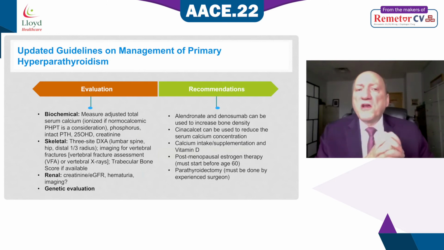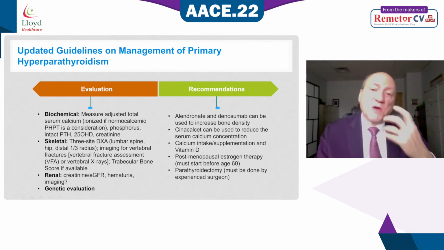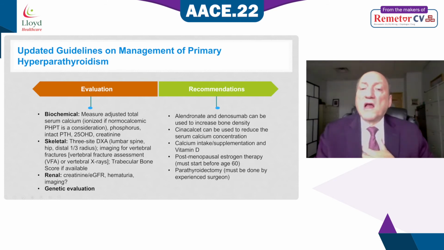Okay, another brief one here on hypoparathyroidism. We're going to measure the total serum calcium, ionized if they're normocalcemic. Hypoparathyroidism is a consideration. Phosphorus and intact PTH, 25-hydroxyvitamin D, and creatinine for looking at kidney function. Skeletal analysis by DEXA, renal in more detail as may be needed. Genetic evaluation is possible, although not necessary. Alendronate or bisphosphonate, which we've had around for a long time, is very helpful. The newer drug denosumab can also be used to increase bone density that may have been lost earlier on.